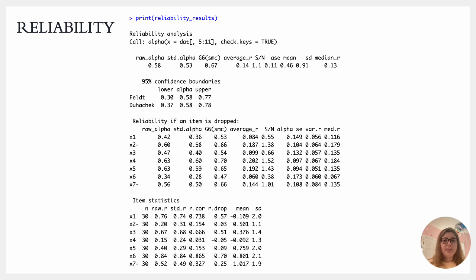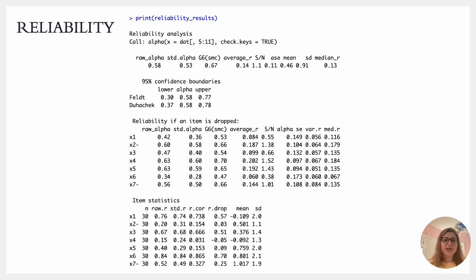Average R is talking about the correlation of each item with the total score of the other items. So 0.14 is a low score, and that's telling us that the individual items do not correlate well with the total scale. Then ASE, we have our standard error of the alpha estimate, telling us the uncertainty in the estimate of Cronbach alpha, and the smaller the value, the more precise it is.